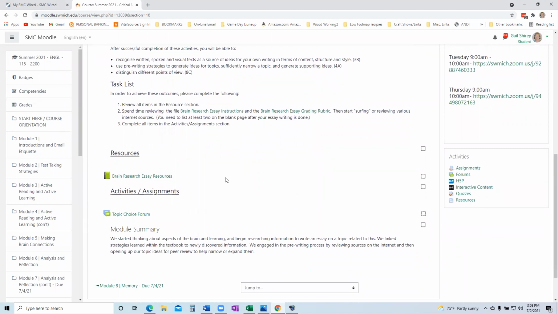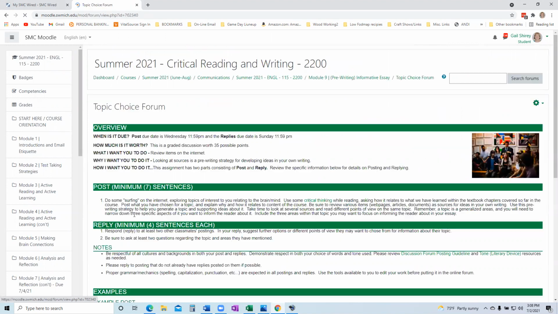and then start beginning and just surfing the internet, because in the topic forum, this is the discussion forum, you're going to post what you think you're going to maybe go with for a topic. Okay, remember, topics who or what, and when you post your topics, before you post, do some surfing, explore topics of interest to you. Remember, it has to be related to the brain, the mind, and learning.